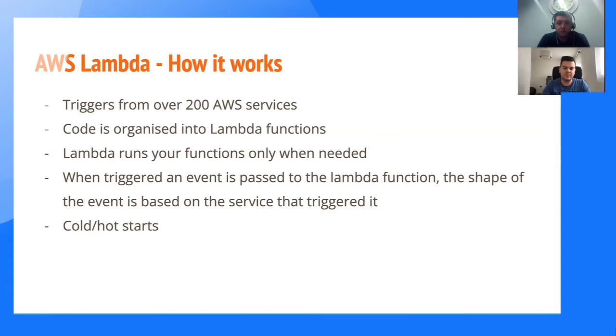When a function is triggered, the event is passed to the Lambda function, and the shape of that event is based on the service that triggered it. We will be talking about this in more detail just a bit later.